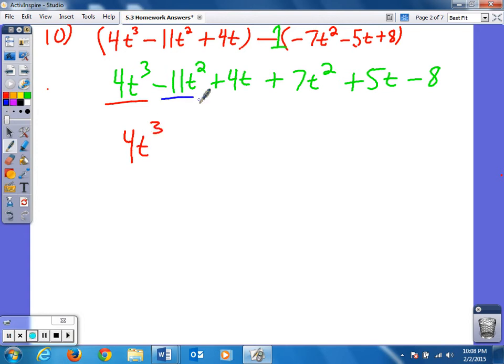There are two things with t squared. So if we combine negative 11t squared with 7t squared, that's going to give us negative 4t squared. If we look at the t's, there's a 4t and a 5t. Together that makes 9t. And then the last one here, the constant, that's by itself. So we'll just write it down by itself.